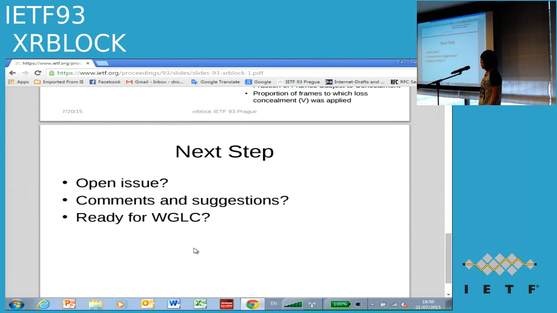Okay, so if you can put it in the notes that the action item is to send the call for consensus, and to the PM directorate as well. Thank you, Rajan.